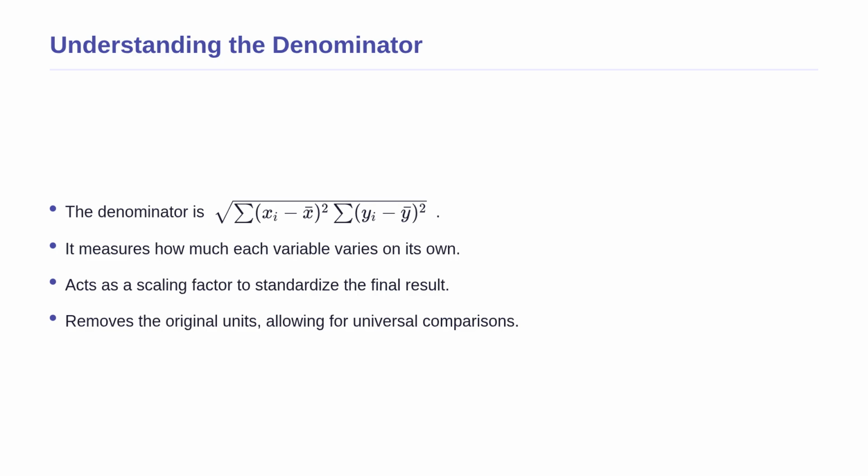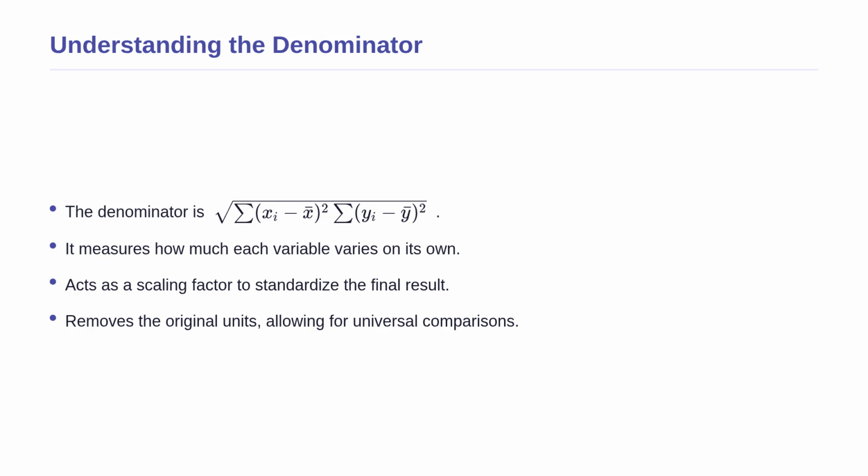Moving to the bottom half of the equation, we have the denominator. This part calculates how much each variable varies entirely on its own, independent of the other. By squaring the deviations, summing them, and taking the square root, we create a scaling factor. This step is absolutely critical because it normalizes our data.